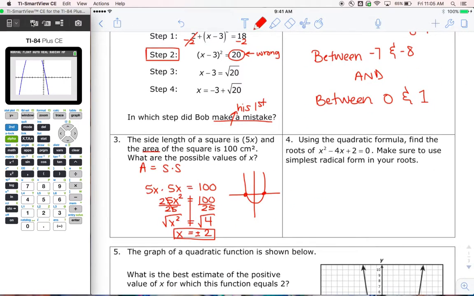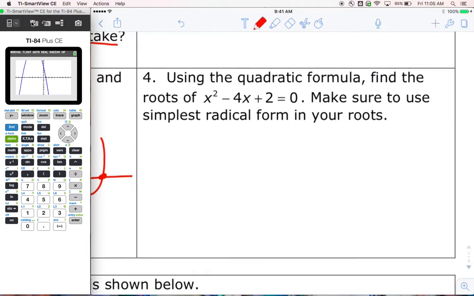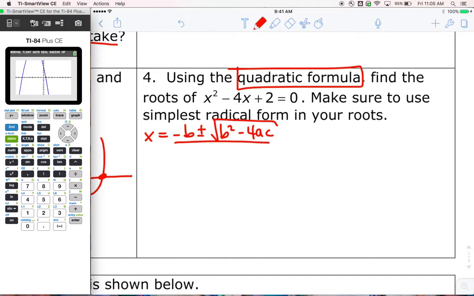Let's look at question number 4. Using the quadratic formula. All right, y'all, he just told me to use the quadratic formula, so I'm going to do it right now. I'm going to write it. X equals negative b plus or minus the square root of b squared minus 4ac, all of this over 2a. Okay, so let's look at my problem here. What is a? A is 1. B is negative 4, right? And then c is 2. So all I got to do now is plug them in.